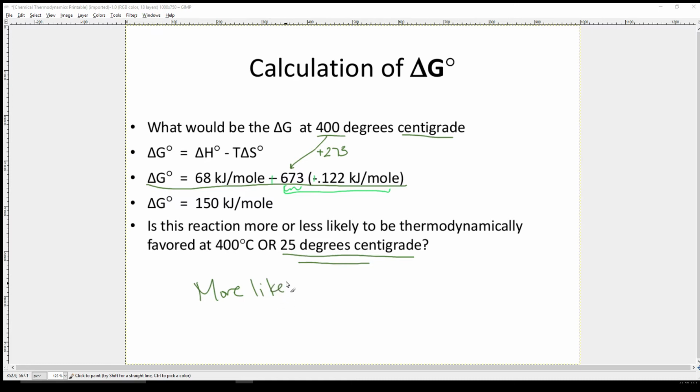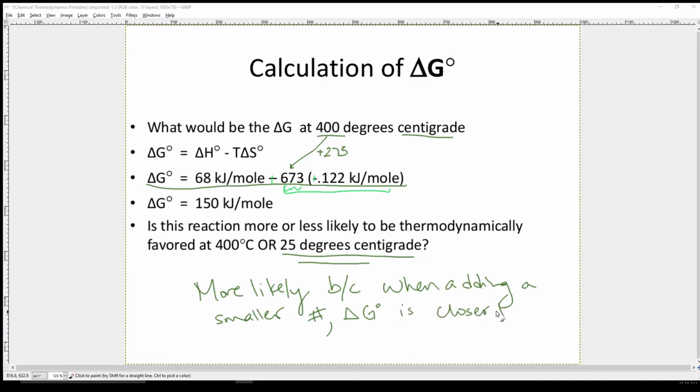Why would it be more likely? Because when we add a smaller number, the number is closer to 0, which is closer to being negative. The delta G is closer to 0, which is closer to being negative.